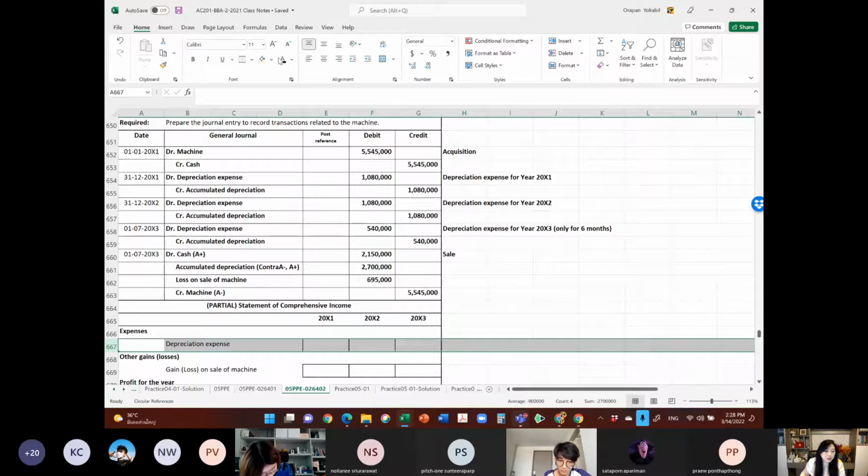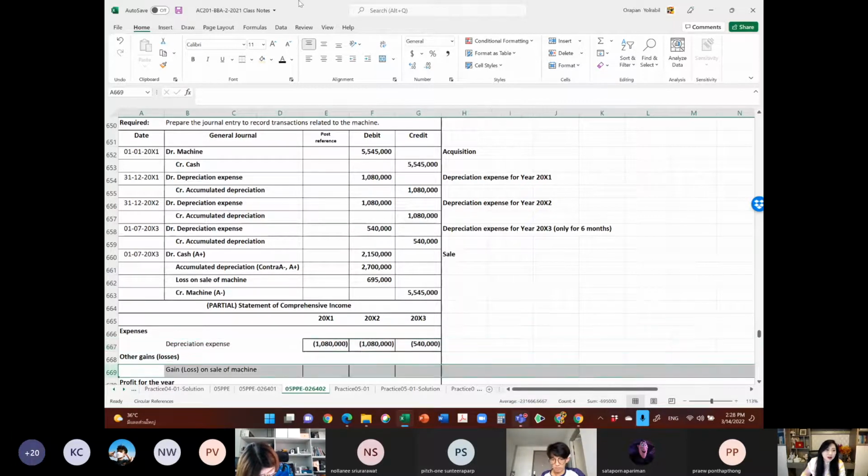So on the financial statements, you have been using the asset for 2 years and 6 months. For year 1, you charge a full year, year 2 a full year, and year 3 you charge half of the year's depreciation. And for the gain or loss, you only need to report it in the year of the sale. Here you sell off the machine in year 3, so the loss must be presented only in year 3.